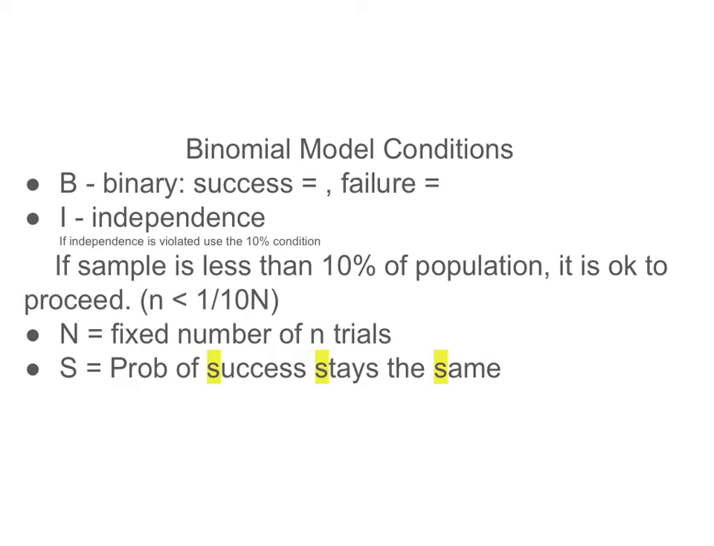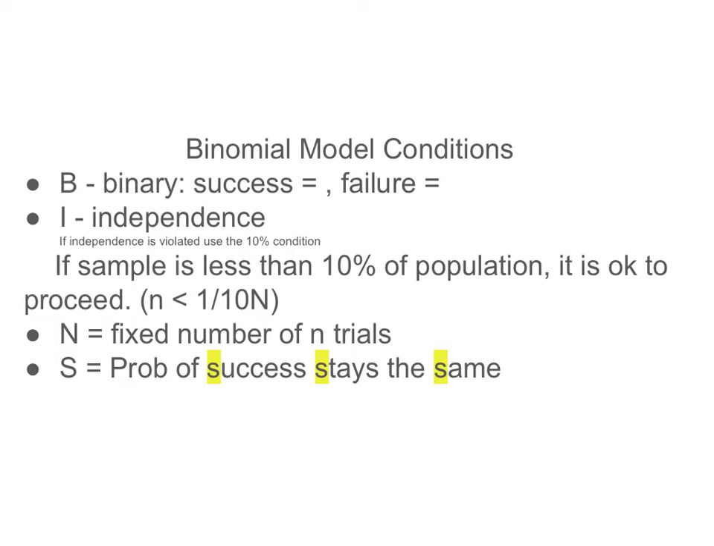So we use a binomial model when we want to know the number of x successes in a fixed number of n trials. So in order to use it, again, it has to be a Bernoulli trial, meaning we use BINS. We're going to use the BINS acronym to help us remember the conditions. And think binomial begins with bin, so binomial BINS. So binary is B, meaning you have to have a success and a failure.